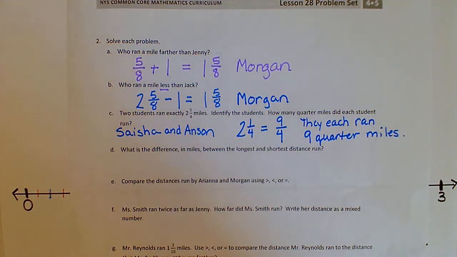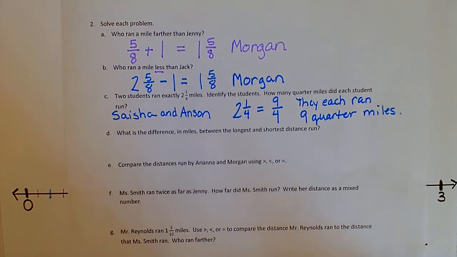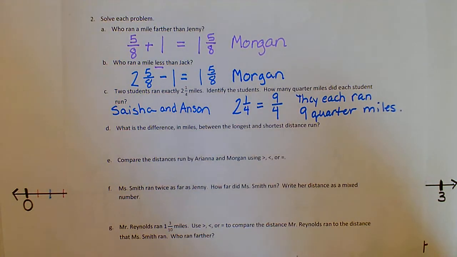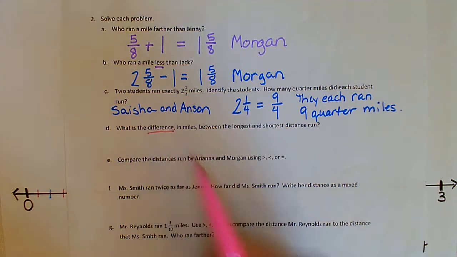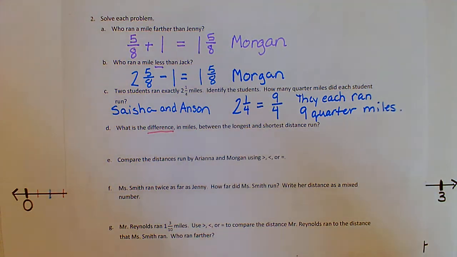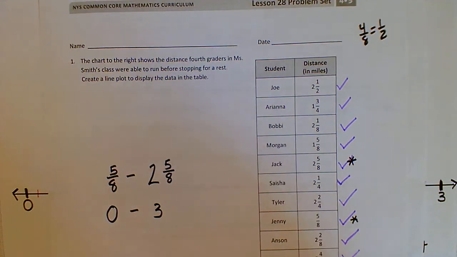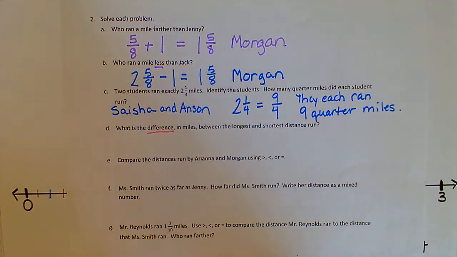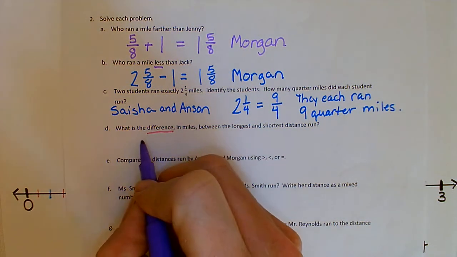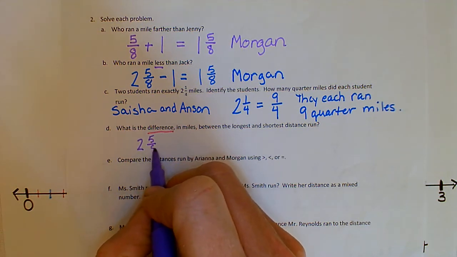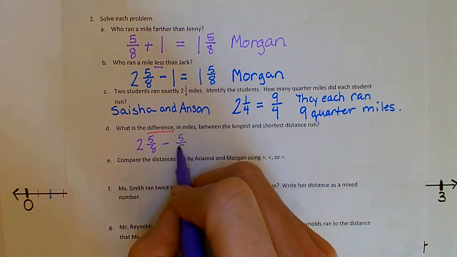Okay, let's go on to D. For D, it says, what is the difference in miles between the longest and the shortest distance run? Whenever we are looking for a difference, we are going to subtract. So first we need our longest and our shortest, and those were our endpoints that we already marked off. Here's my data. Our longest was 2 5/8, and our shortest was 5/8. So let me write that. We are going to be doing 2 5/8 minus 5/8.